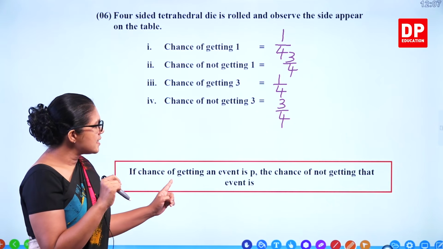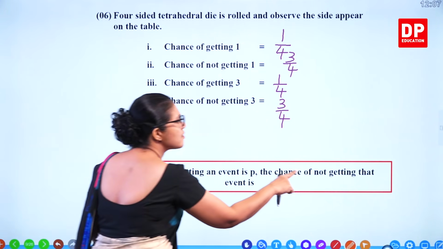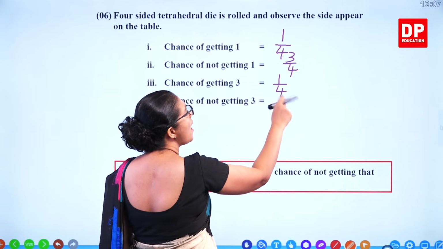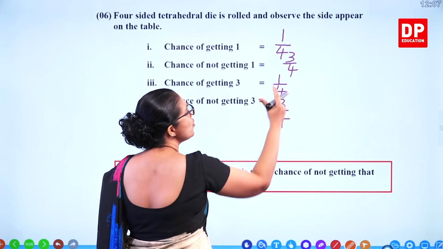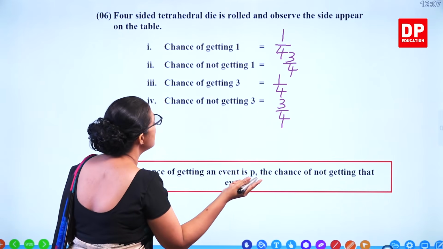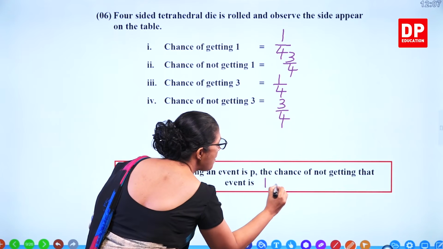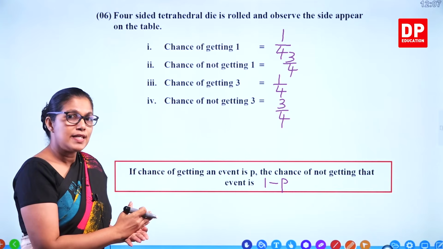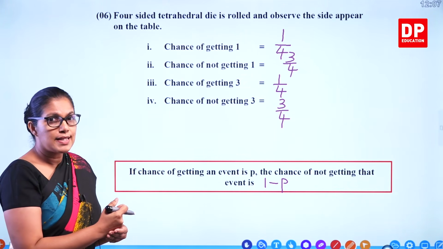If the chance of getting an event is p, any fraction, the chance of not getting that event is always 1 minus that. When you add these two, you get 1. When you subtract from 1, you get the other probability. So 1 minus p. If you know the chance of getting an event is p, what's the chance of not getting that event? 1 minus p.